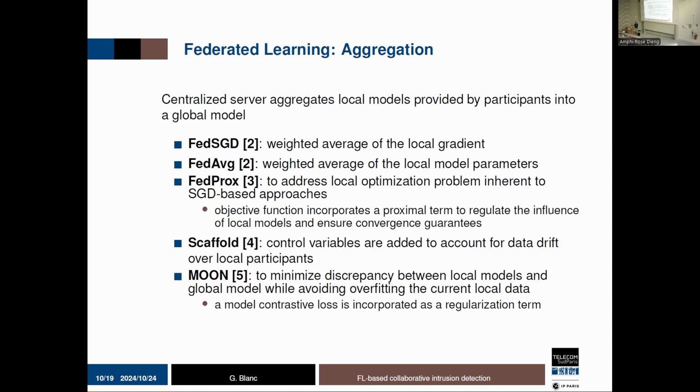There are actually other works, FedProx, K-fold, always trying to improve accuracy, but for example, K-fold also looked at the problem of data drift between local participants.